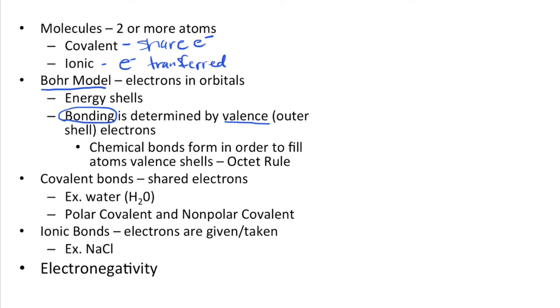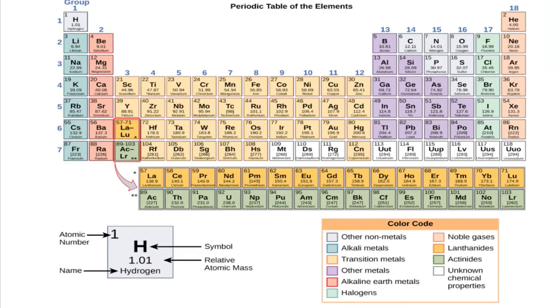Now, if we look at the periodic table, one thing I want to point out to you is you can tell about the valence electrons of an atom based on where they exist in the periodic chart. So this first group right here all has the same structure in their valence electrons. They're group one, and as we'll see in just a minute, they have one electron in their valence shell.